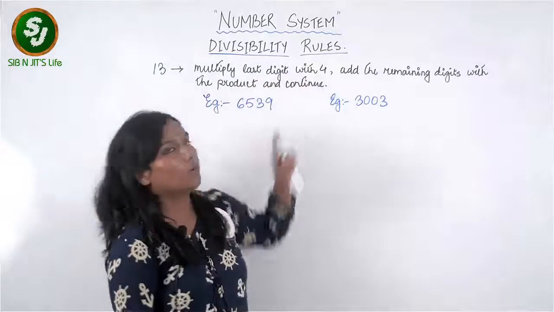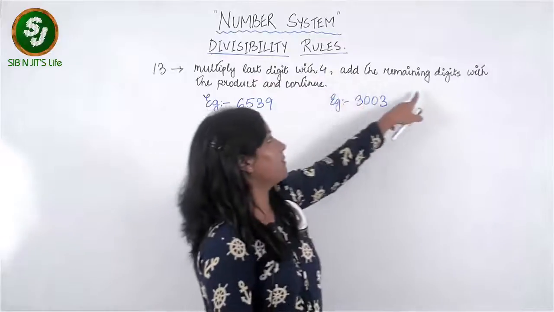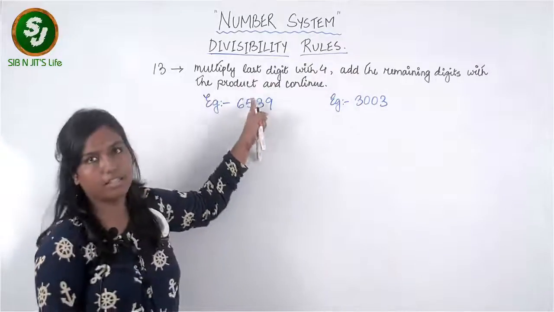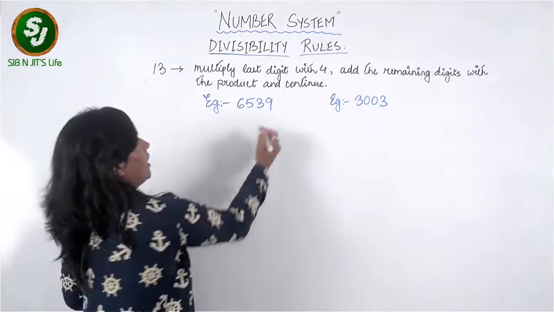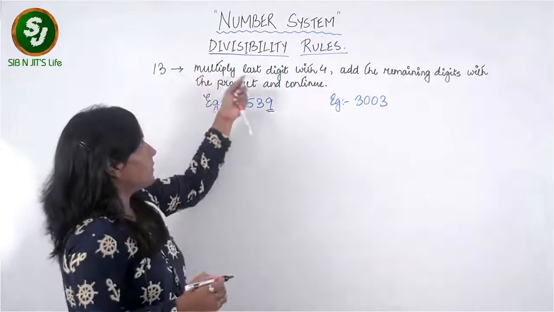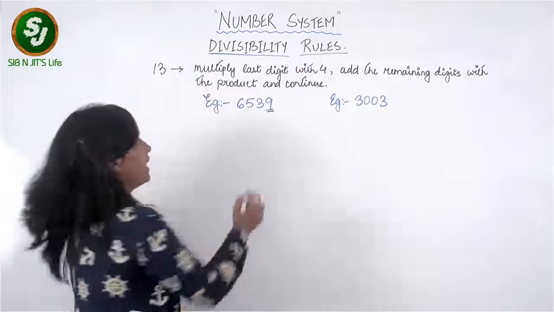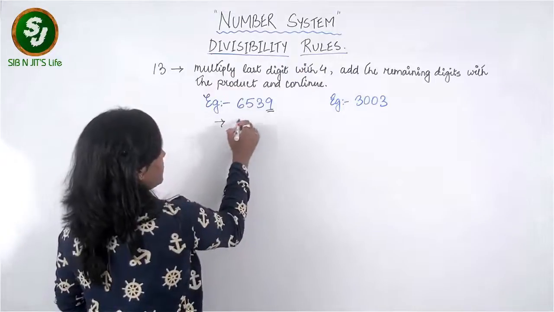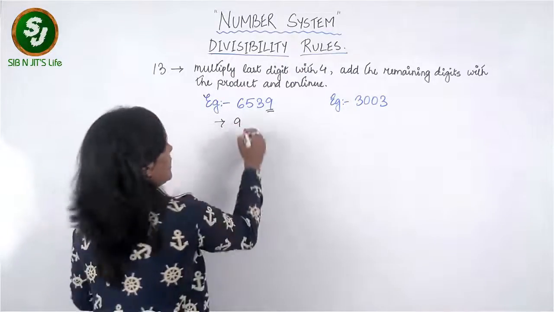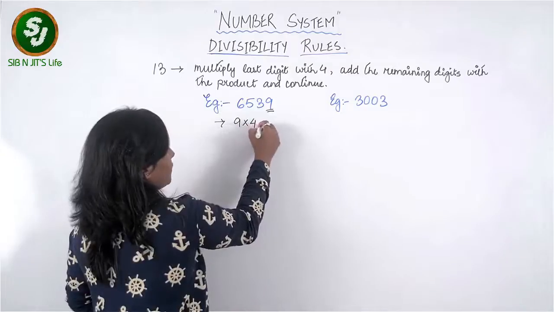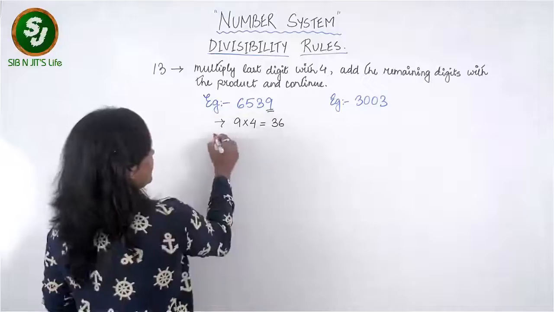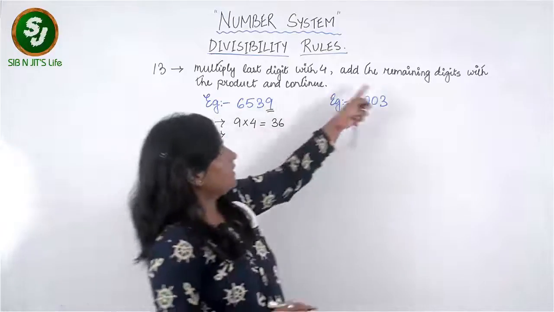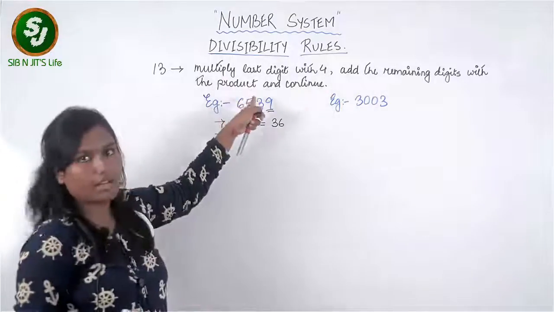Multiply the last digit with 4, add the remaining digits with the product and continue. So what we have to do here is, first we have to multiply the last digit with 4. In this example, the last digit is 9. In the first step, we multiply by 4, which gives us 36. In the next step, add the remaining digits with the product.